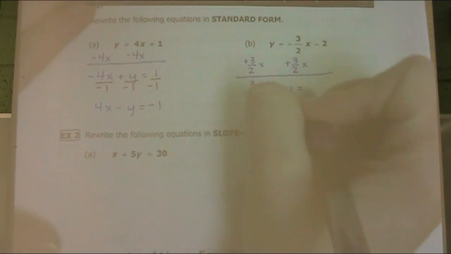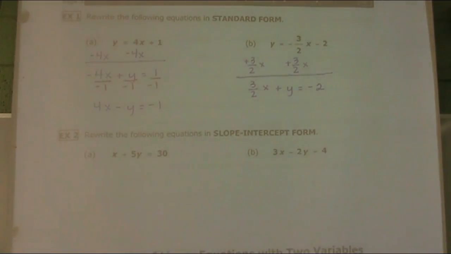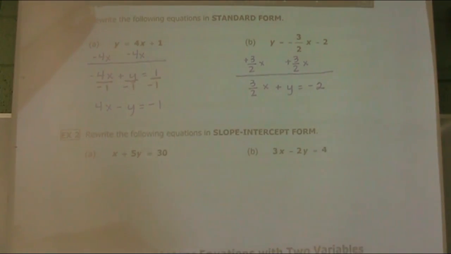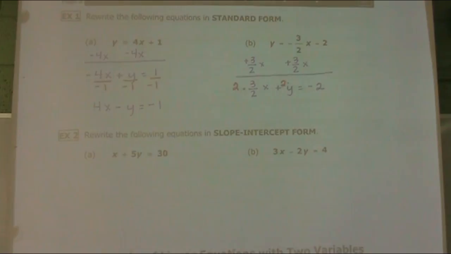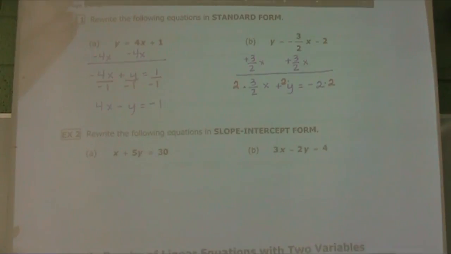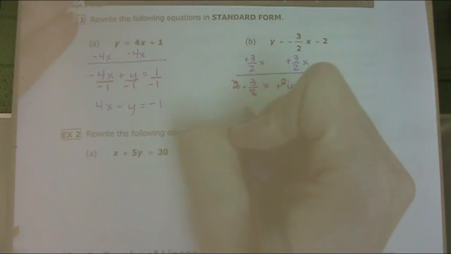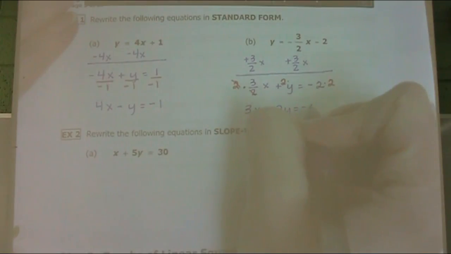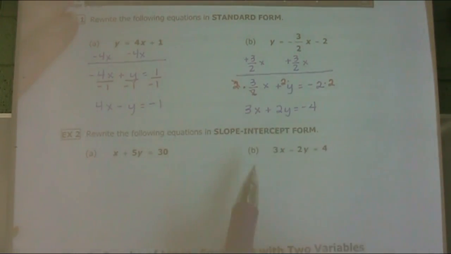And now I have 3/2 x plus y equals -2. The issue I have here is I cannot have a fraction. So I'm going to multiply everything by 2 to get rid of my fraction. I'm going to multiply my y by 2, and the -2 is going to get multiplied by 2. When I do that, these 2's cancel so that I no longer have a fraction, and I have 3x plus 2y equals -4. So I have no fractions or decimals, and I have a positive number in the front.